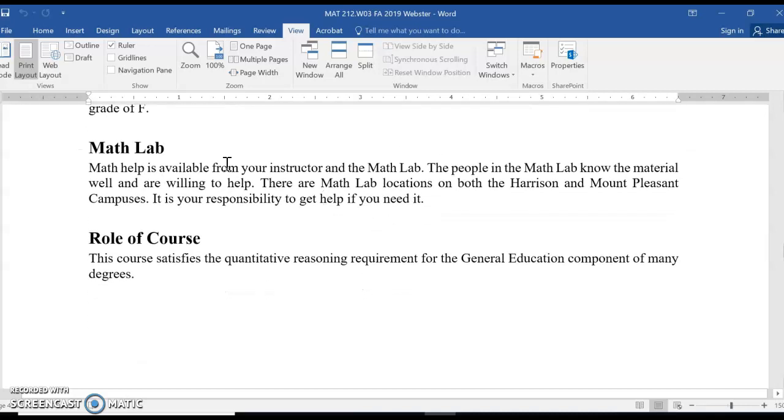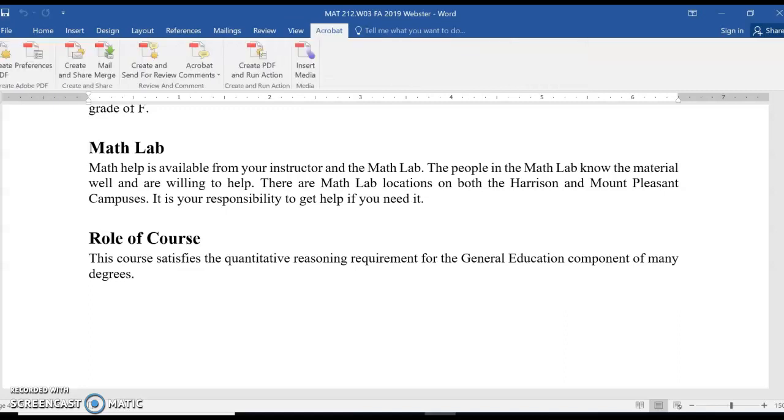Also, I wanted to mention a couple of things. The math lab is very helpful if you want to come in. We have a math lab on both the Harrison and the Mount Pleasant campus. So you can go in there anytime it's open. The times change every year as far as when the math lab is open, but generally it's open till about 4:30 or 6 o'clock, depending on the day. I'll say it that way.